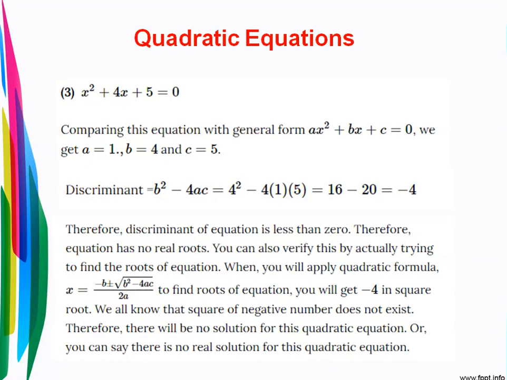When we apply the quadratic formula, minus b plus minus the square root of b square minus 4ac upon 2a, in place of b square minus 4ac I have to put minus 4, and the square root of minus 4 is not defined. So there will be no solution for this quadratic equation, or I can simply say that no real root exists for the given quadratic equation.